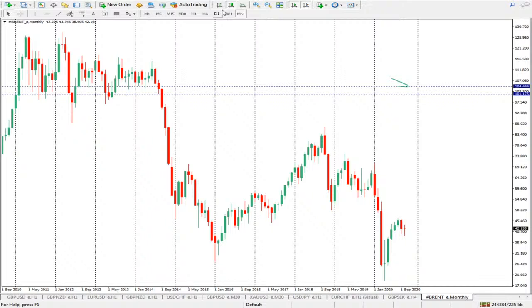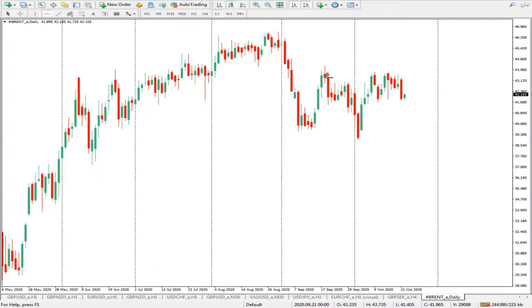Look at this. Here we had a resistance, here we had a resistance, here we had a resistance, then we had a support. So we had a support here, we had a support there, we had a resistance here, and a resistance here.